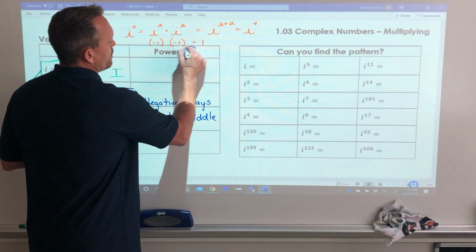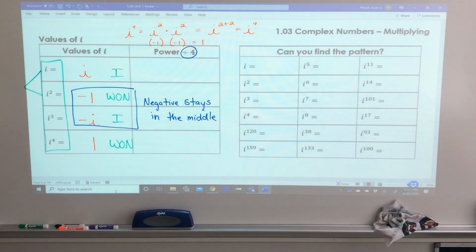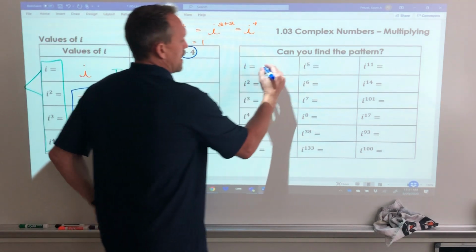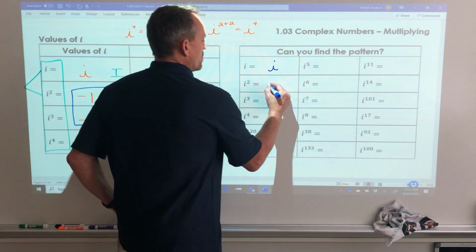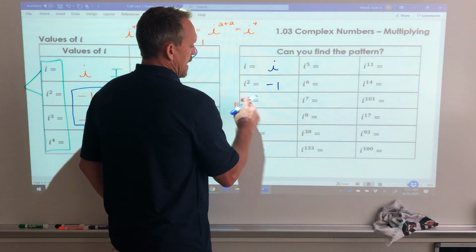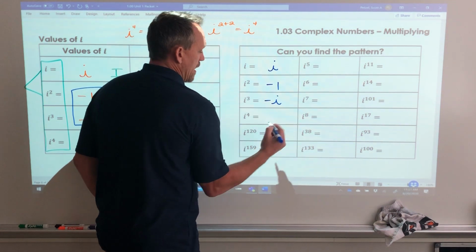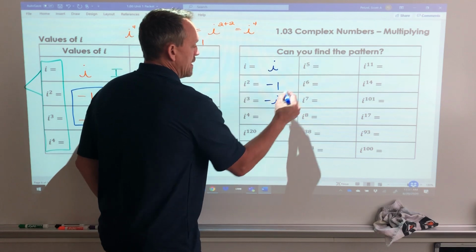This little power of 4, or divide by 4, we're going to talk about that as well in a minute. But I don't really need that. So we already know that i is equal to i, and we know that i squared is equal to negative 1. i to the third is equal to negative i. i to the fourth is 1.